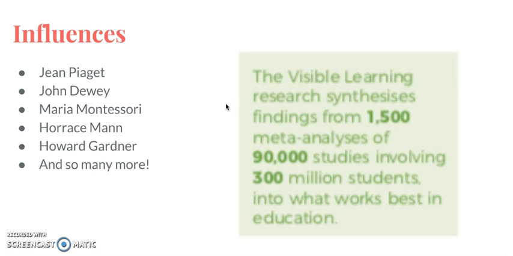Some of his major influences clearly include modern theorists and postmodern theorists, such as Jean Piaget, John Dewey, Maria Montessori, Horace Mann, Howard Gardner, and so many more, because, as I said, all of his research is a pool of just tons of other researchers and tons of other theorists. He does not classify himself as a theorist by any means. He likes statistics primarily, and he's even been quoted saying, "I am not a theorist."